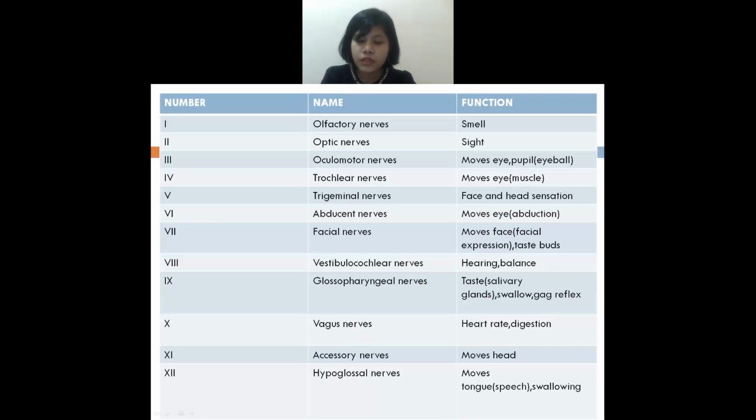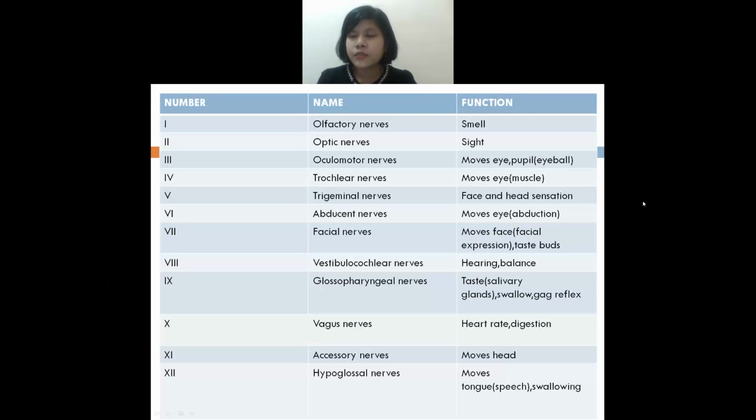Okay, so this is olfactory. All these are the pictures. So let us now see about the functions of all these nerves. The first one is olfactory nerve. The olfactory nerves, they help you in what? They help you in smelling. Optic nerves, they help you in what? Seeing something. Next is oculomotor nerve, they help you in what? Movement of the eyes, that is your pupil, the eyeballs. And next is trochlear nerves. The trochlear nerves help you in movement of your eyes, that is your muscle area.